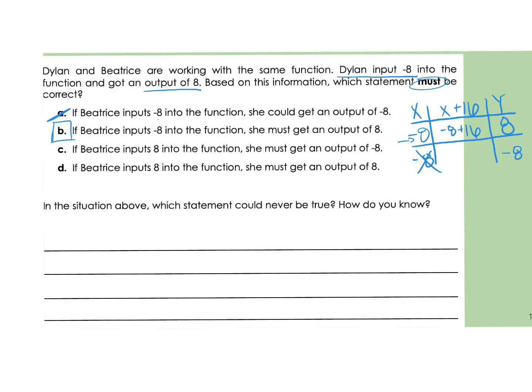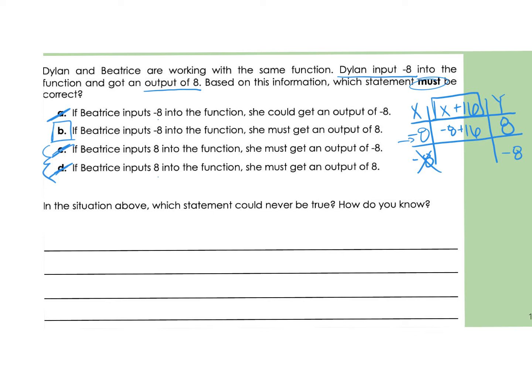If she puts positive 8, she must get negative 8. Let's see. Positive 8 plus 16 is not going to give me negative 8, so no. If she puts 8 in, she must get an output of 8. That's not going to work either. So this is why it was helpful for me to do this, because if you don't know what the rule is of your table, then you might not know how to answer C or D, okay?